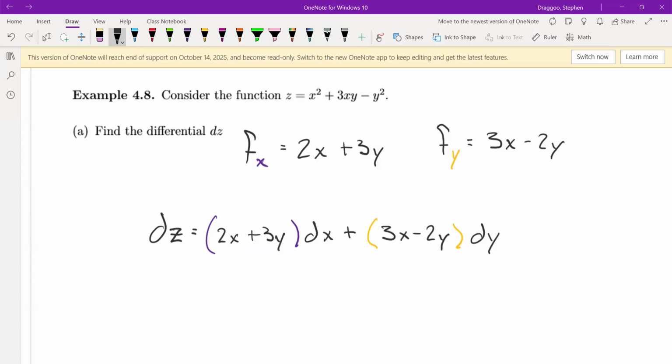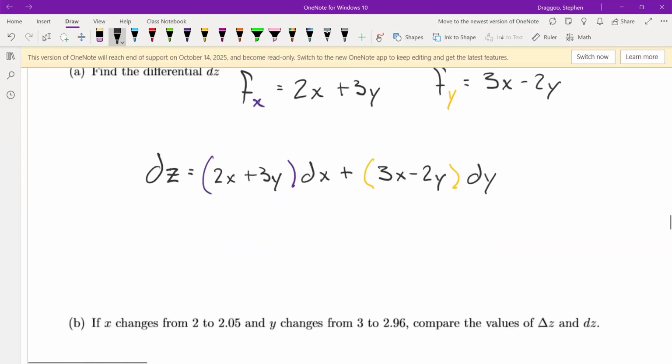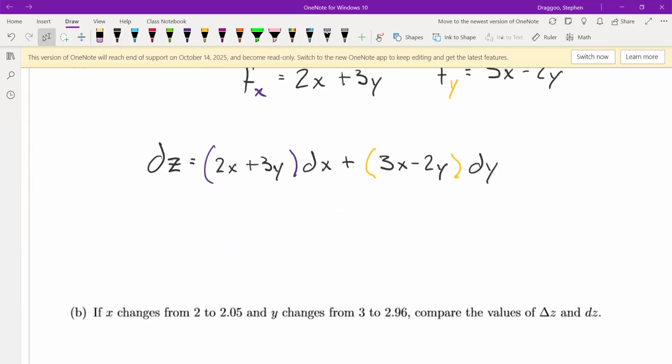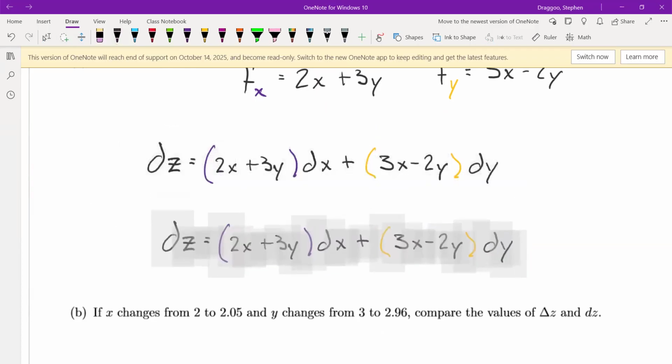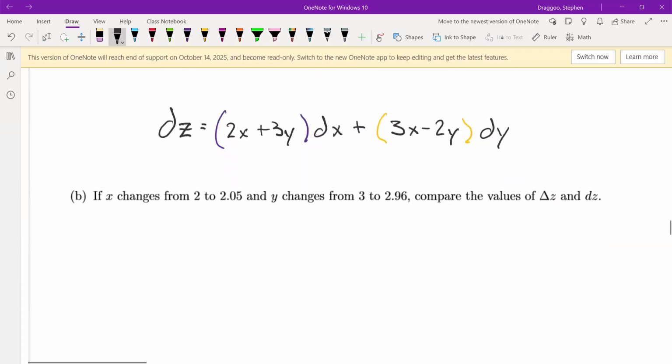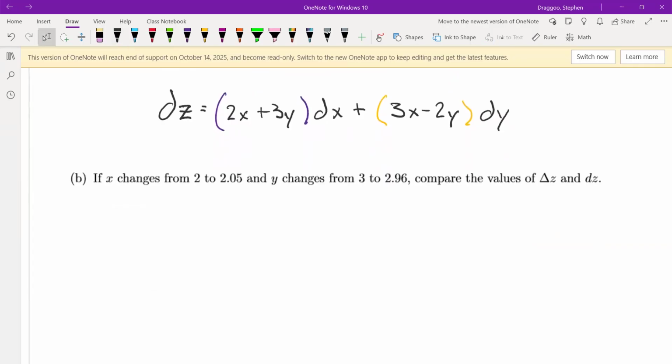And we'll call that our differential dz. But again, it ought to remind us quite a lot of the equation for a tangent plane, where I've replaced change in x and change in y with dx and dy. And I suppose I've also replaced change in z with dz. That's the thing that I was trying to solve for. So if that's our differential, I am going to grab it and slide it down to the end of the problem so it's visible as I start part B.